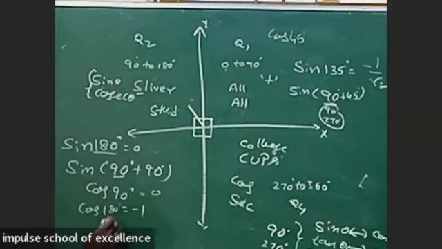If you observe here, this cos theta we can write as 90 degrees plus 90 degrees. So if I write cos of 90 plus theta, it is equal to minus sin theta.